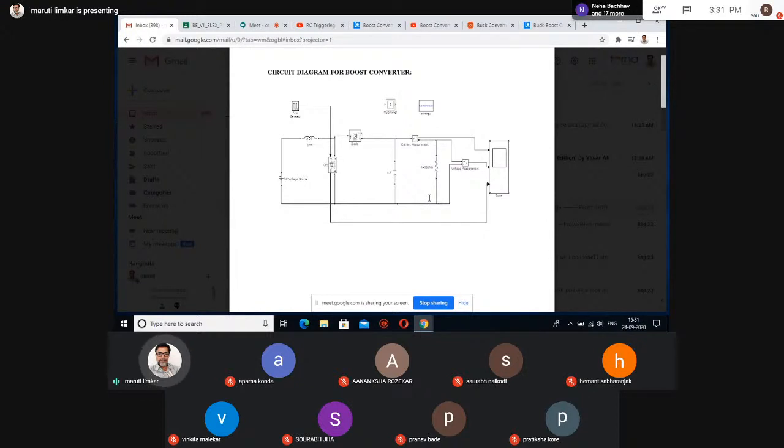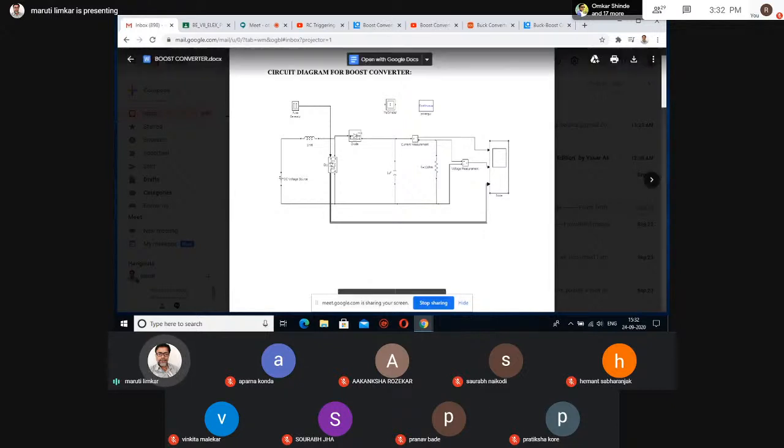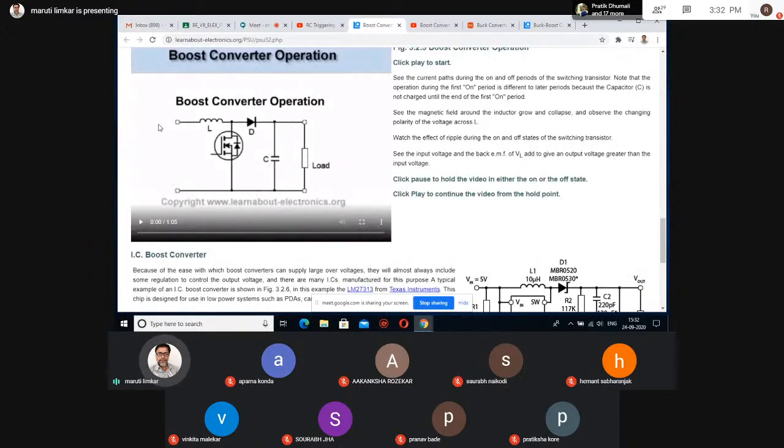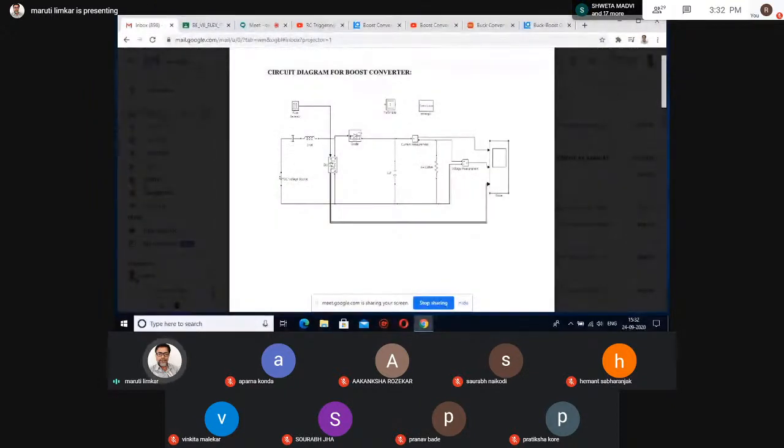Load voltage is always measured across the load. This is across the load. Then you have to connect all the components as per your circuit diagram. Here, the DC source to inductor: the positive of the DC source is connected to the inductor.